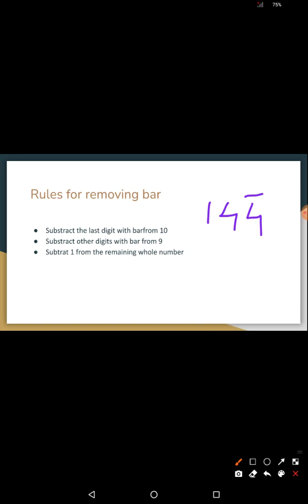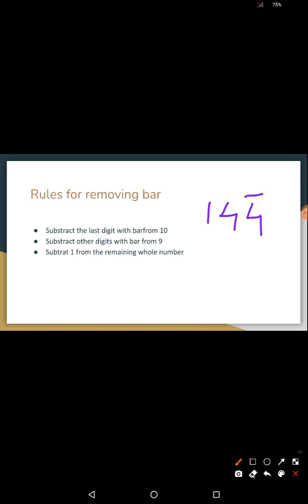For that, these are the rules that you have to follow. If you have a combination like this, to convert it into the real form you follow these rules. From your previous multiplication you get a combination of a positive number and a set of digits with a bar. The first rule: subtract the last digit with the bar from 10, and subtract the other digits with the bar from 9.